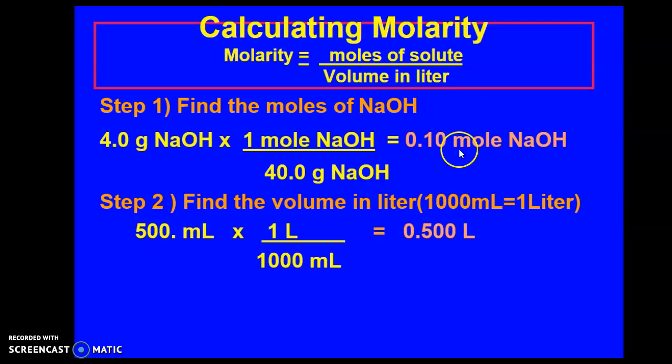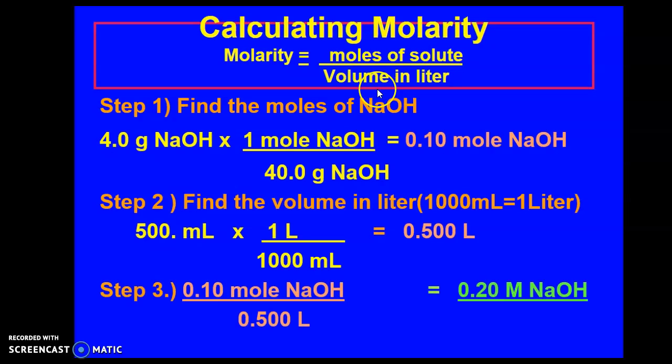So now we have our moles, we have our liters. So we can now use the formula at the top, moles of solute divided by volume in liters. And that gives us 0.10 mole of sodium hydroxide divided by 0.5 liters, which will give us a 0.2 molar solution of sodium hydroxide.